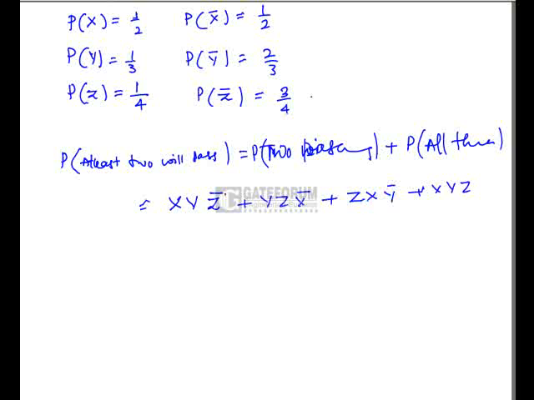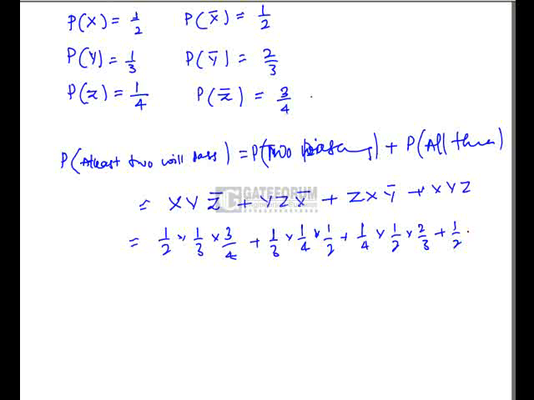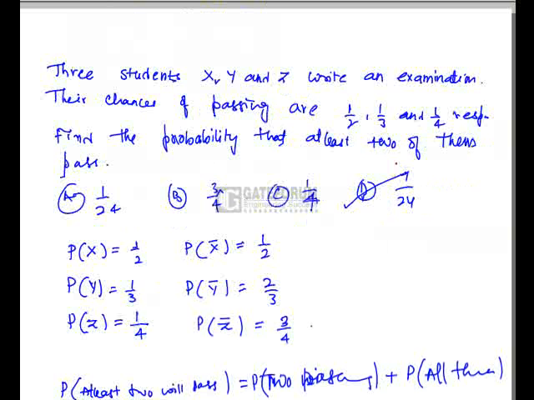Now let us substitute the probabilities of all these values. That is 1/2 x 1/3 x 3/4 + 1/3 x 1/4 x 1/2 + 1/4 x 1/2 x 2/3 + 1/2 x 1/3 x 1/4. If we simplify, it will be 7 by 24. So the required answer is option D.